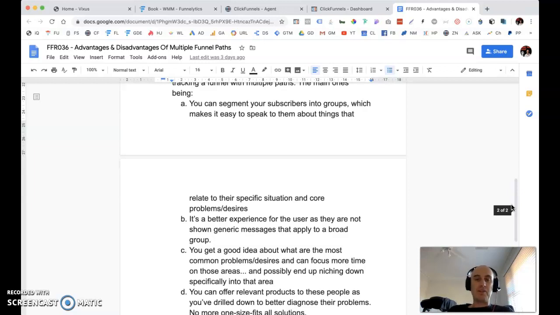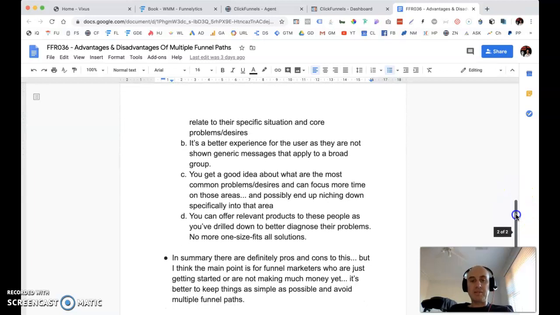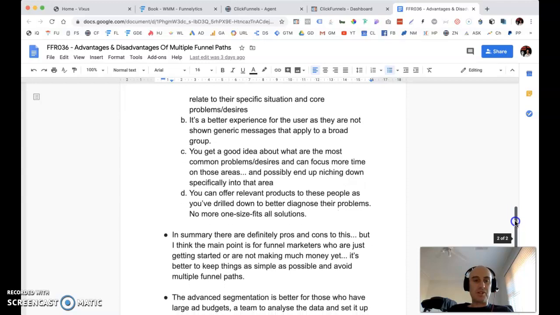So from that point of view, it's a really excellent way to segment the subscribers into specific buckets, as a lot of people like to call them, and then send them messages relevant to their situation. So it's fantastic in that regard. It's also a better experience for the user, as they are not shown generic messages that apply to a broad group. Rather than the one size fits all, they're getting specific answers based on how they've answered the questions.